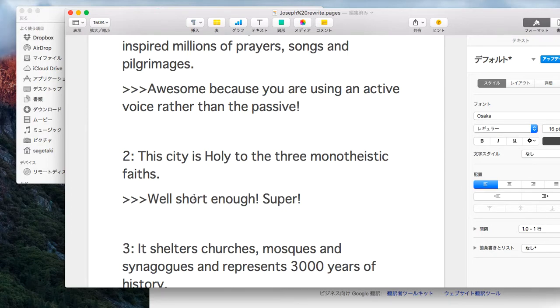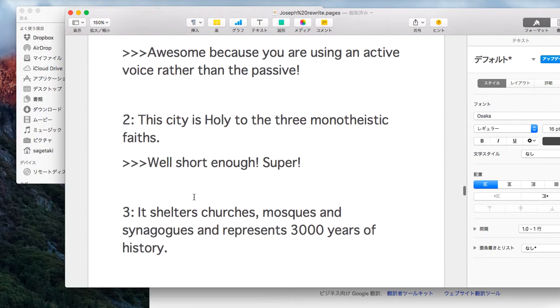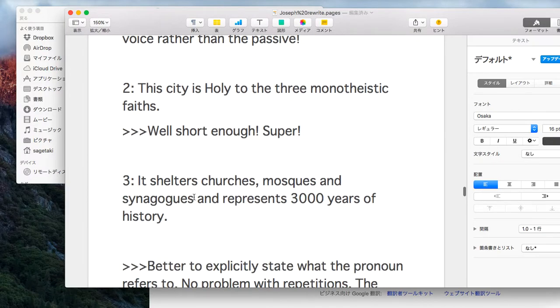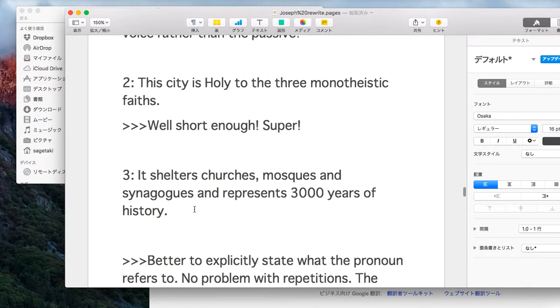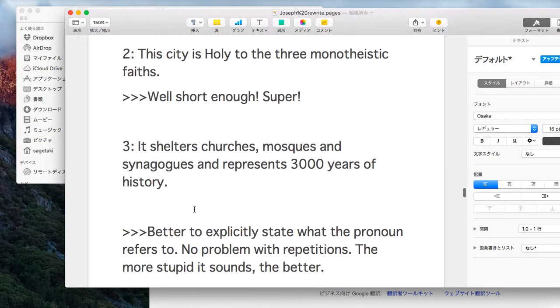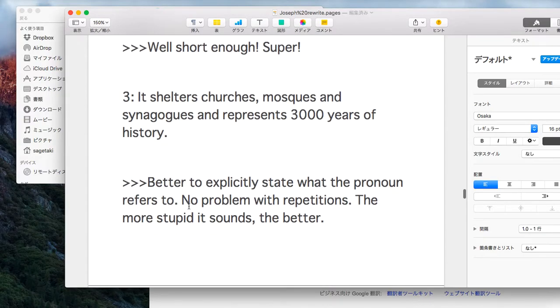Okay, let's move on. Number two, this city is holy to the three monotheistic faiths. Well, this is very short, and this is great. What about number three? It shelters churches, mosques, and synagogues and represents 3,000 years of history. Well, structurally speaking, there's no problem. But as I've already told you, it is better to explicitly state what the pronoun refers to.